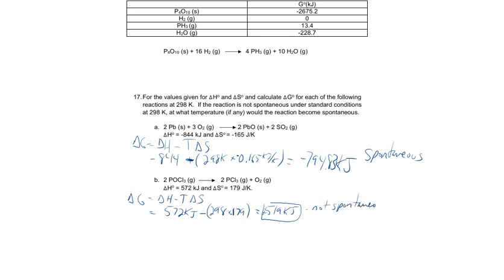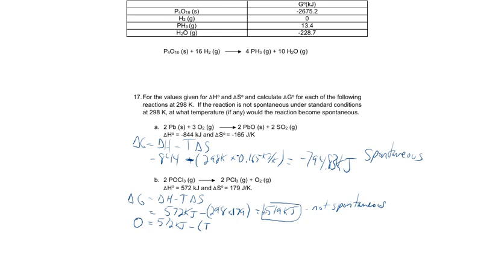So if a question asks you like this, or the question just straight up asks you, at what temperature would this become spontaneous, right? Higher than what temperature? The line is 0. When delta G is at 0, that's at equilibrium. So if you set your delta G equal to 0, and you plug in your other values for delta H, which is 572 kilojoules, and then you solve for the temperature.